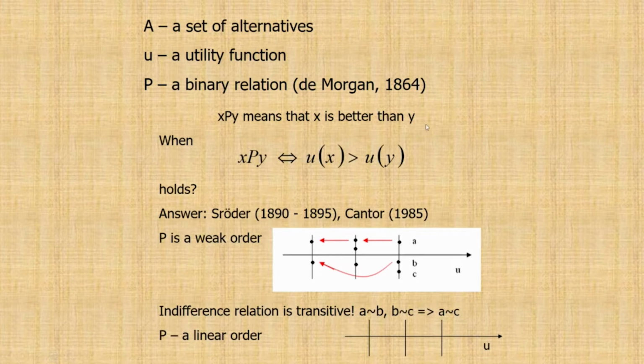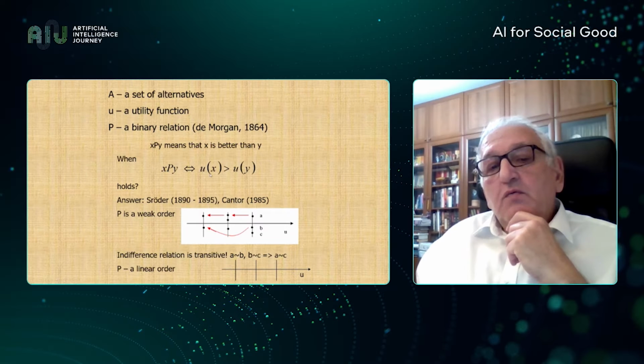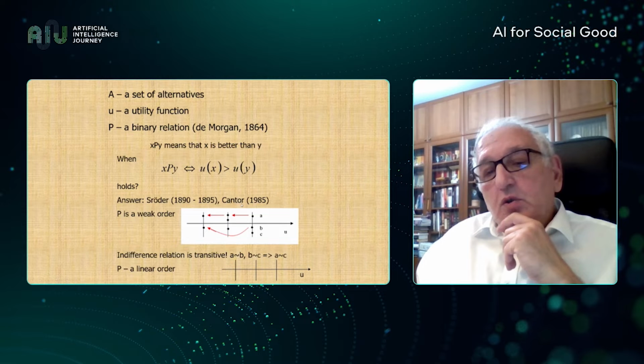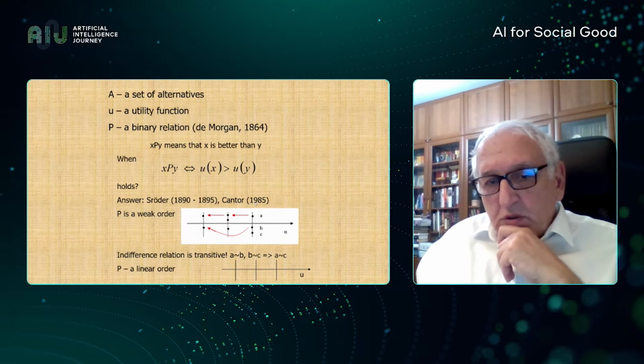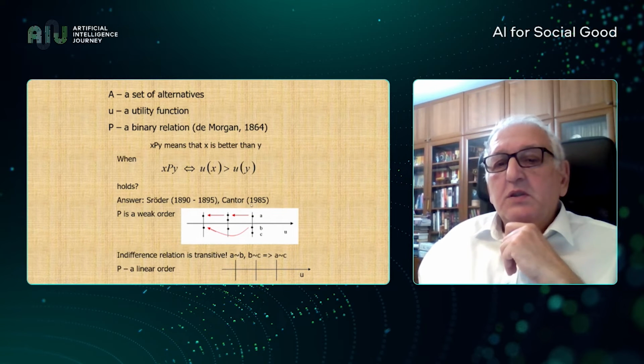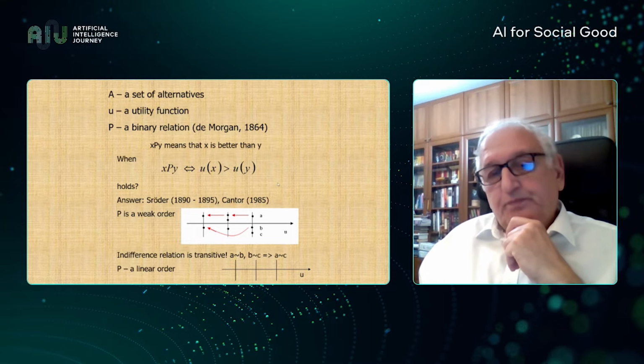And the very idea was that we say that object X is more preferable than object Y if utility of X is greater than utility of Y, and the solution to which properties this should satisfy was given by Schroeder and Georg Cantor. I'm sorry, it's not 1985, but it is 1895.